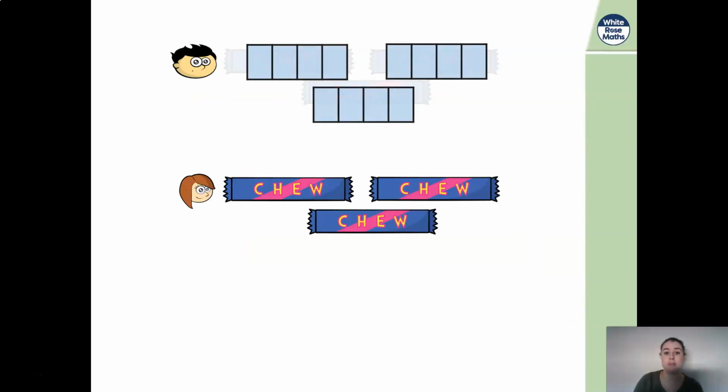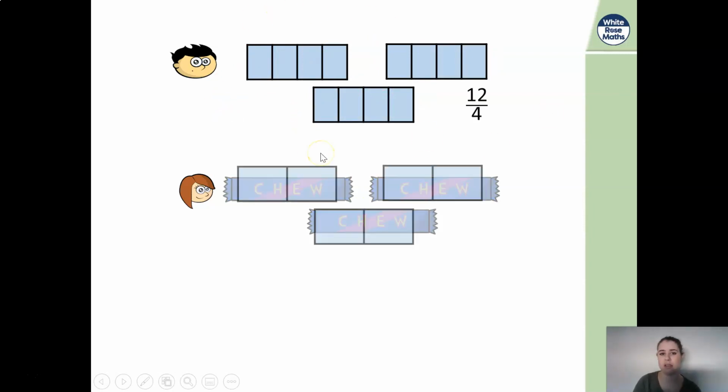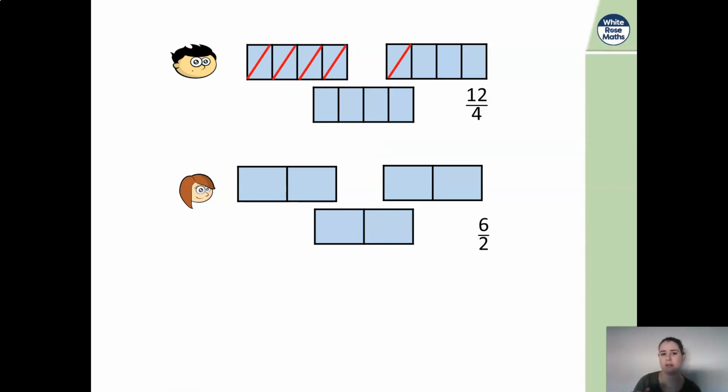Okay, so let's put them into bars. So each bar was split into 4 and Jack ate 5 of them. So altogether he's got 12 different pieces and he's eaten however many he's eaten. Rosie's only split hers into 2. So she's got 6 pieces from her 3 bars. So Jack's eaten 5 pieces of his, and left over, he's got 7. He's got 7 pieces left over. Whereas Rosie ate 5 pieces, she was only left with a half, okay?